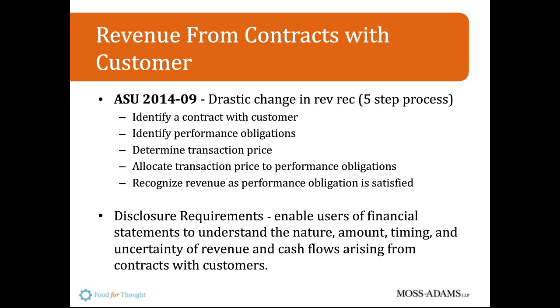And the bigger change for many co-ops, I think, is just going to be more disclosure requirements. We don't think there's going to be a significant change to your top line, how much revenue comes on your P&L. It's really going to add some additional disclosure requirements. And the whole point is to enable users of the financials to understand the nature, the amount, and the timing of revenues and any uncertainty around revenues.